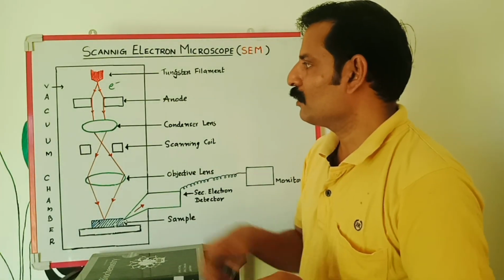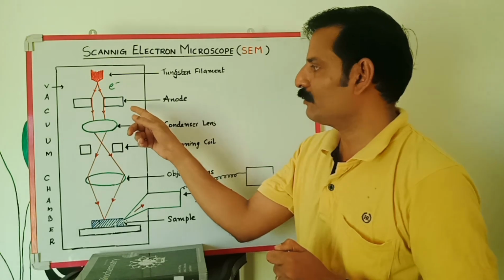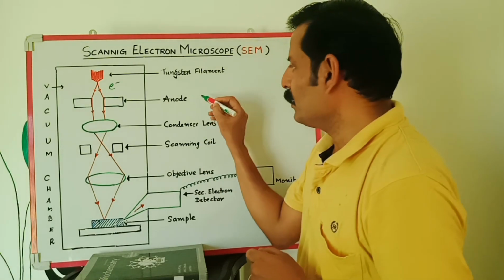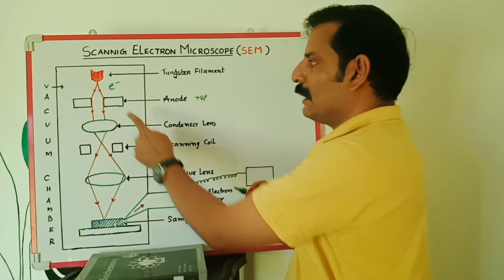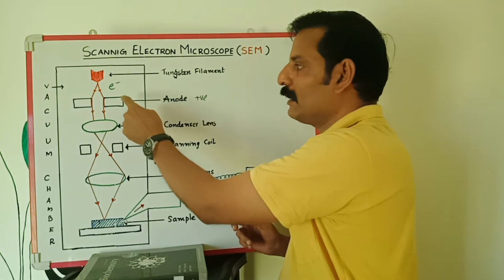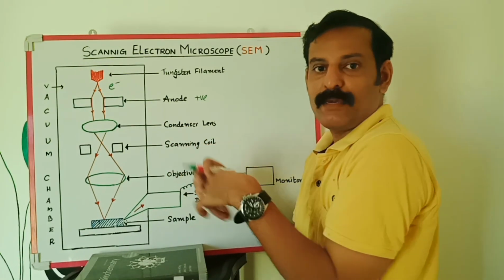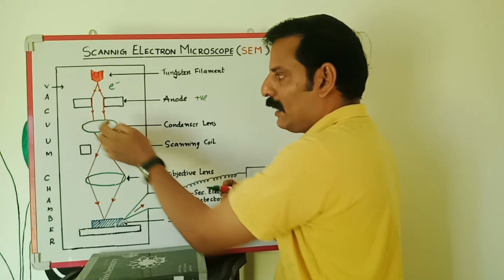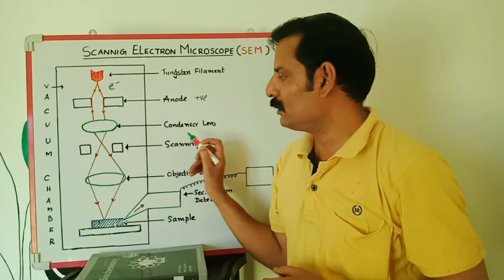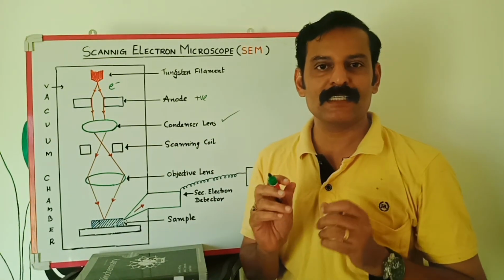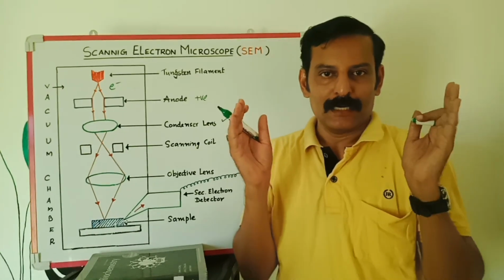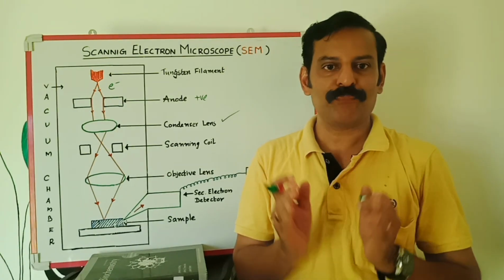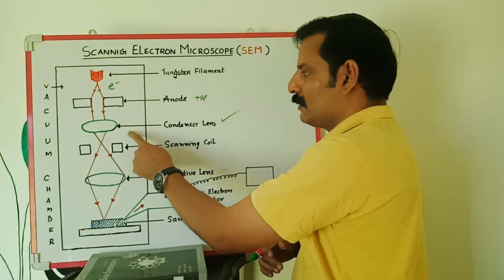The released electrons will be attracted to the next object kept in the SEM, that is the anode. The anode has a positive charge, and electrons usually have a negative charge, so the electrons are attracted to the anode and accelerated by it. The electrons pass through the anode to the next portion, the condenser lens. A condenser lens is used to condense the beam, keeping its width small so that it can pass through to the next object. So this is a condenser lens.